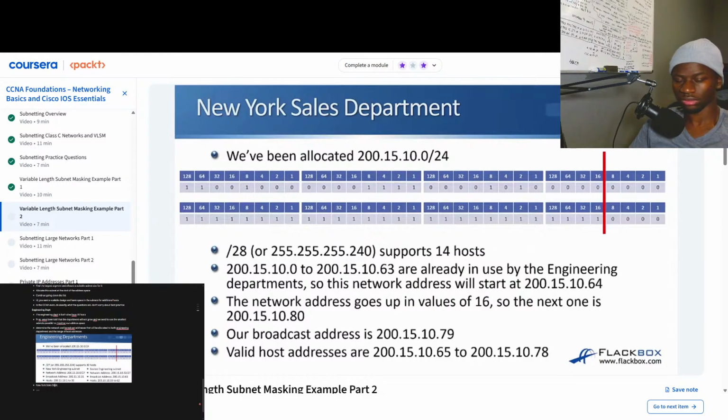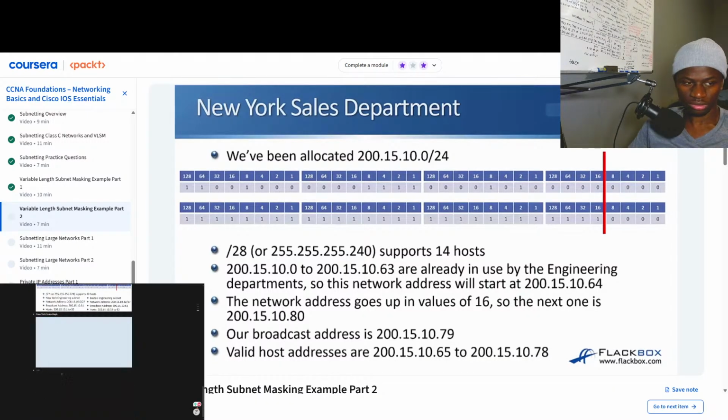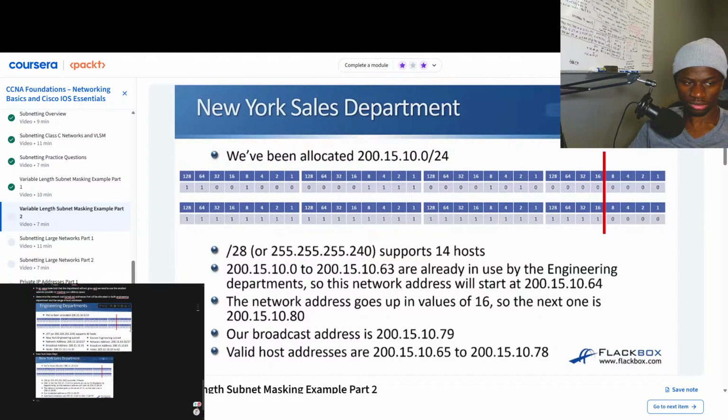Okay, so let's look at the answer. We need to support 14 hosts. The smallest possible subnet we can use is a /28. /28 means we've got 4 bits available for host addresses. So that's 2, 4, 8, 16 minus 2, that gives us the 14 hosts.